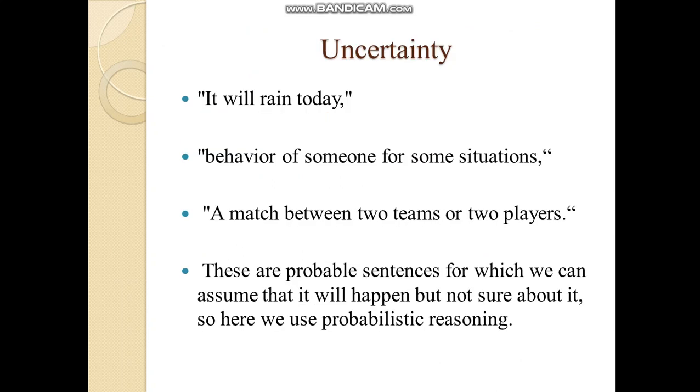Uncertainty. For example, it will rain today, the behavior of someone in some situations, or a match between two teams or two players. These are probable sentences for which we can assume that it will happen but are not sure about it. So here we use probabilistic reasoning.